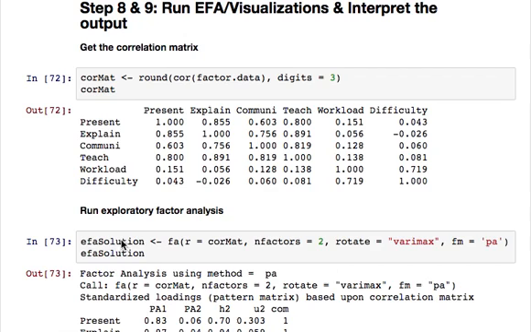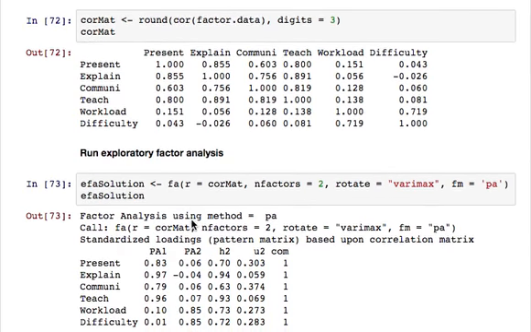So now we're going to be creating the EFA solution object, which will contain all of the information from this function, fa, which stands for factor analysis. We're going to give the factor analysis function the correlation matrix and specify that we want to extract two factors. We're going to rotate the factors using the varimax rotation, and we're going to be using the principal axis factoring method right here. fm equals principal axis factoring. And to view the solution, we're simply going to type EFA solution, the name of the object itself.